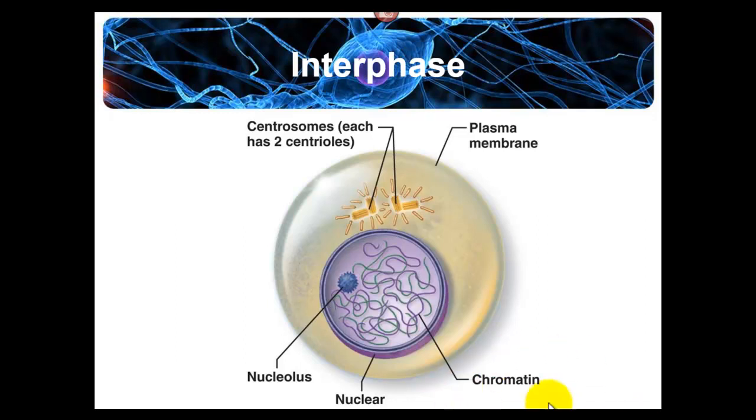See, here's the chromatin fibers. See, they're loose. There's a nucleolus. Here are the two pairs of centrioles. There's the nuclear envelope or membrane. I know that says plasma membrane. It's talking about the cell membrane. Either one, they have different names.